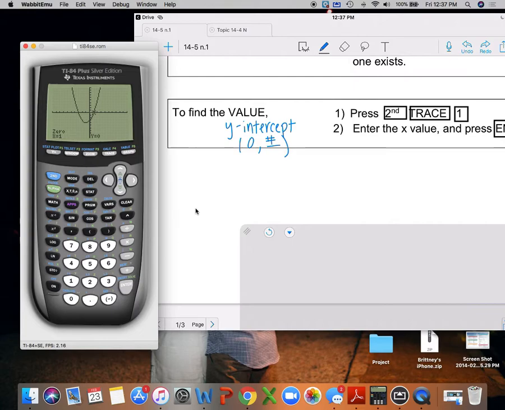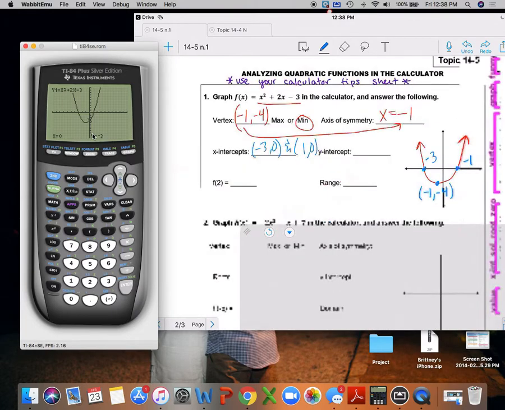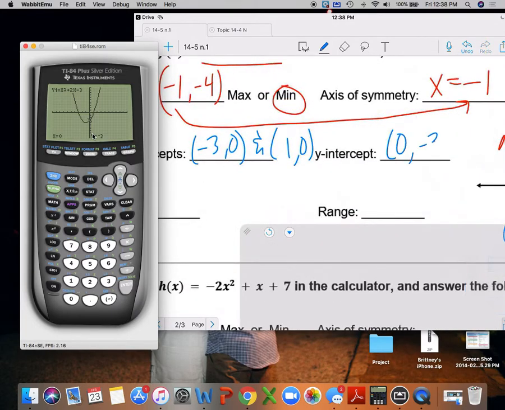Now you can use this tool for any of the missing pieces. So if I go second trace 1, if I think my x-intercept's at 1, I can click x is 1, what is y? If y is 0, I found my x-intercept. But we want to find the y-intercept. So the y-intercept is where your x is 0. So when x is 0, I did second trace 1, I've entered 0, and I press enter. And it tells me, it even shows me where it's crossing the y-axis at 0, -3. So you have to remember that your x is 0 for your y-intercept.